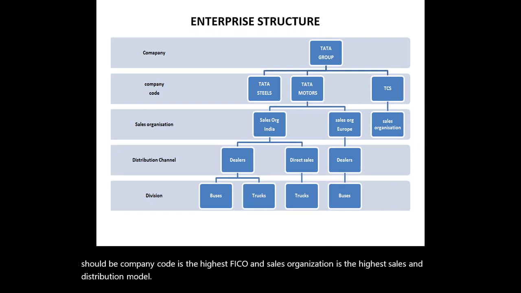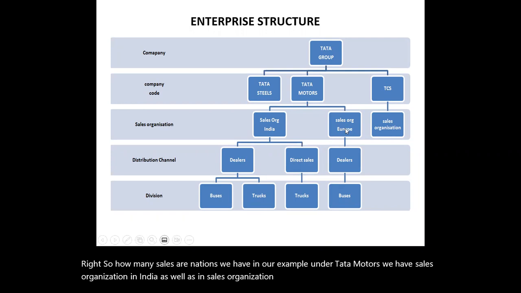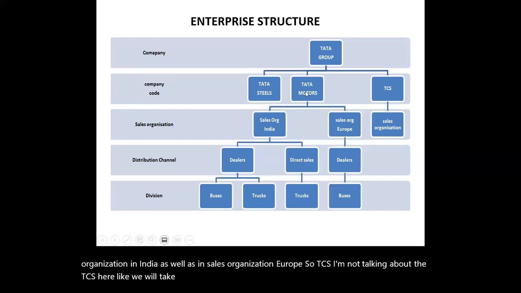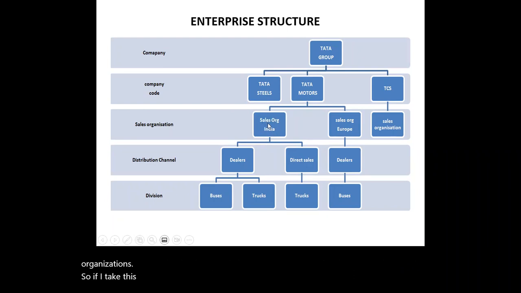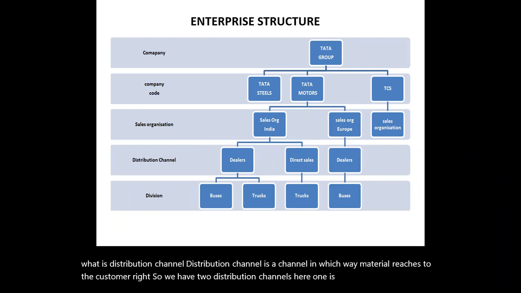Right? So how many sales organizations do we have in our example? Under Tata Motors, we have a sales organization in India as well as a sales organization in Europe. I'm not talking about TCS here, we'll take a simple example. So Tata Motors has 2 sales organizations. If I take the sales organization in India, we have different distribution channels here. What is a distribution channel? It is a channel through which material reaches the customer. We have 2 distribution channels here. One is dealers, another is direct sales.